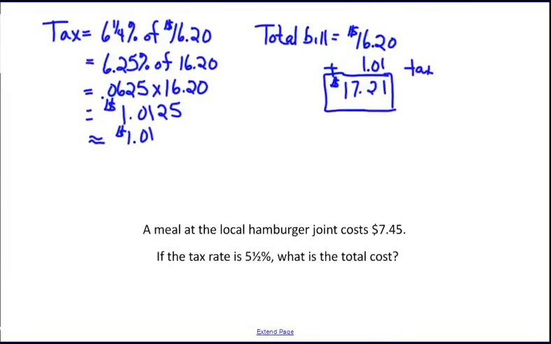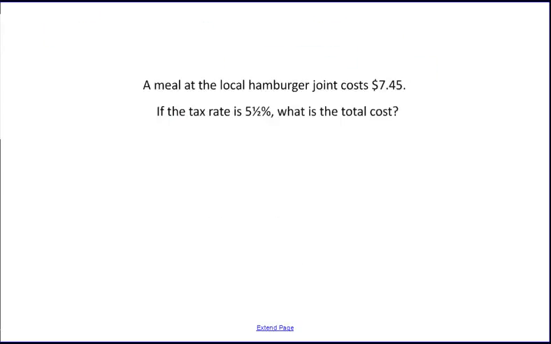Let's do another problem too. A meal at the local hamburger joint costs $7.45. If the tax rate is 5.5%, what is the total cost? First of all, we will deal with the tax. The tax is 5.5% of the cost of the meal.